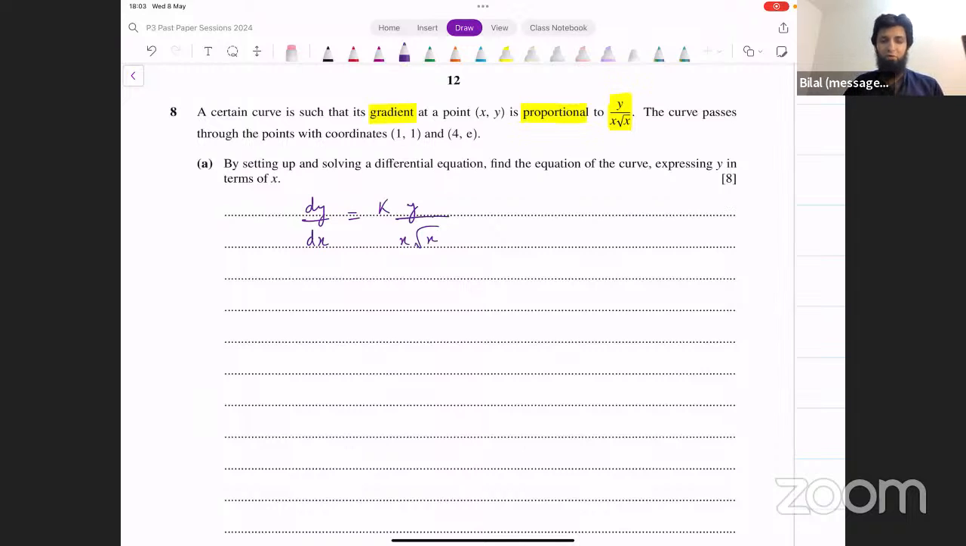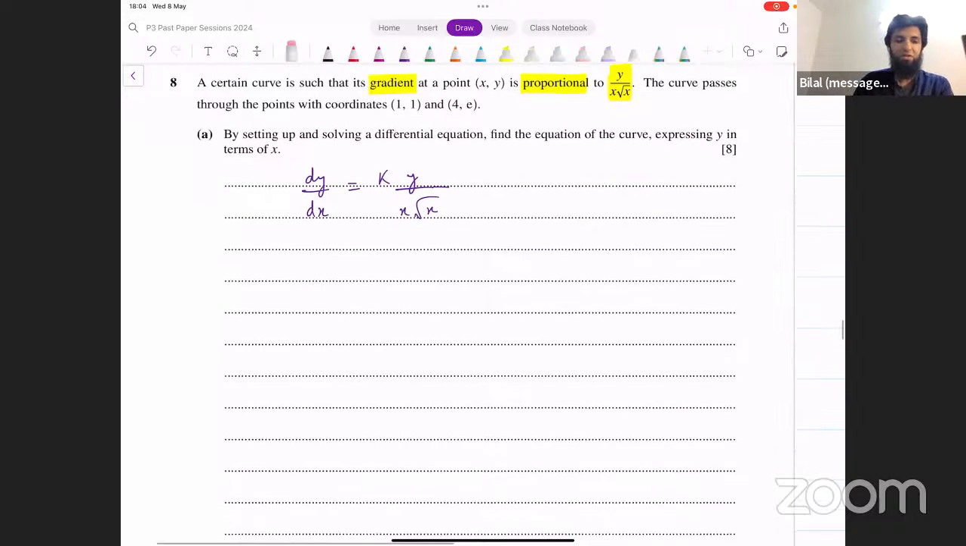Okay, quite straightforward. And now what you need to do is, you have 2 points given on the curve, (1, 1) and (4, e). You can use them to find the value of this k and also the value of the constant that you would get after integrating. Now, since you don't have a value for dy over dx at any point, you can't find k right now. You first have to solve the differential equation, and then after that, you can find the value of k along with the value of c. So let's solve this differential equation first of all.